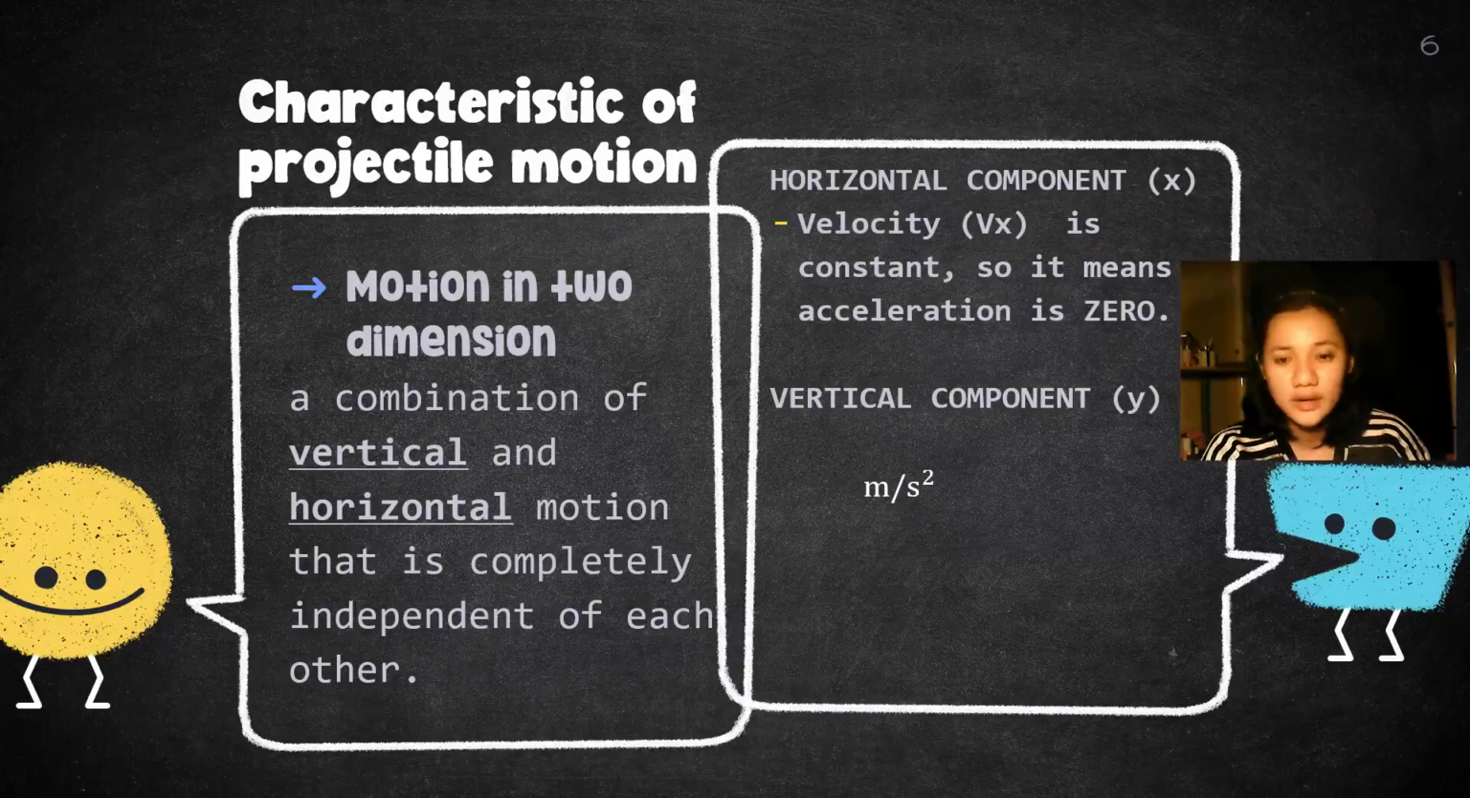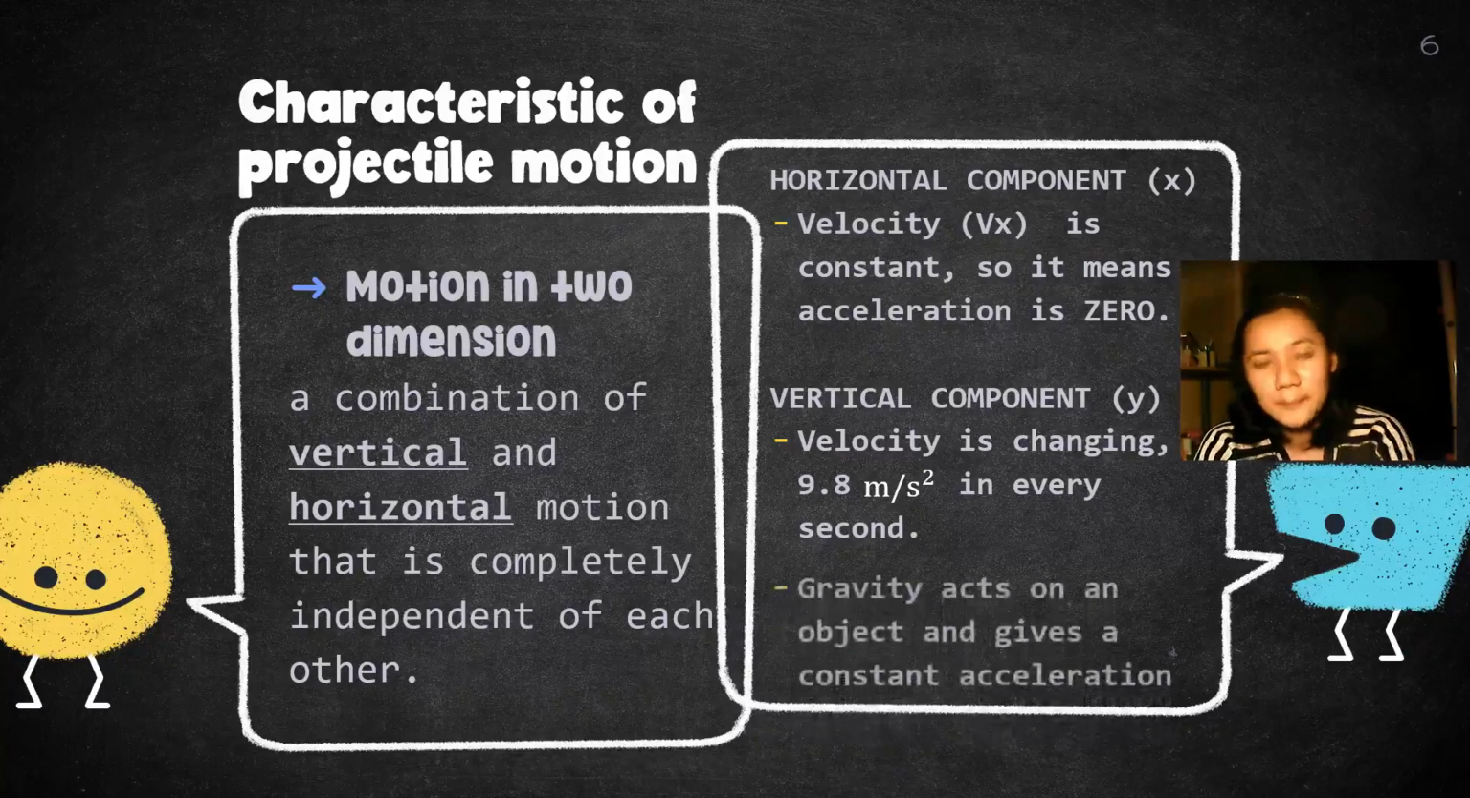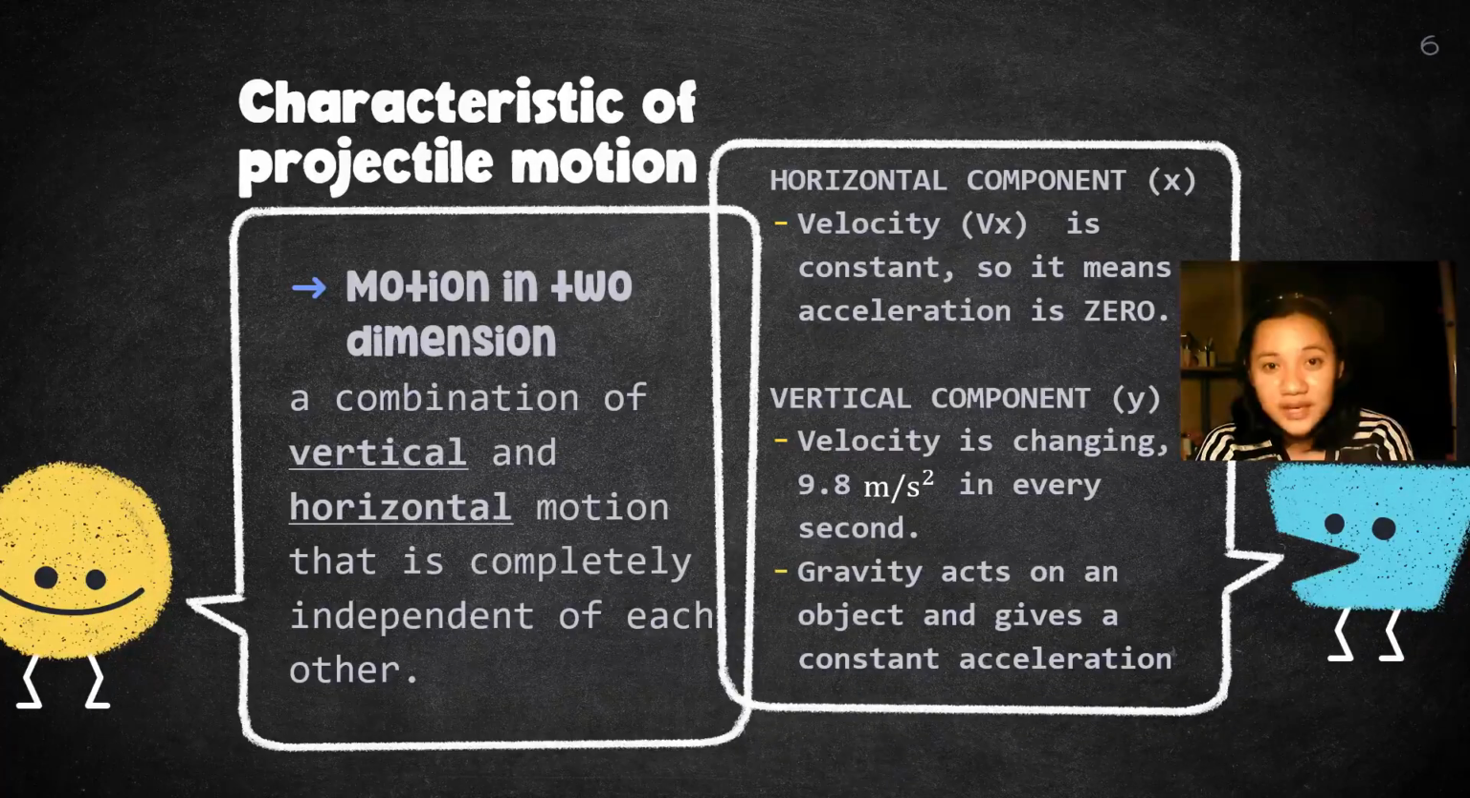How about the vertical component? So, vertical component or the y-axis, okay? Velocity is changing, syempre kasi pababa, diba? It's either downward or upward. Okay? Pwedeng both downward or upward yung movement niya, no? So, changing siya because gravity ang nag-a-act dito sa vertical component na ito. Changing into 9.8 meters per second squared in every second.